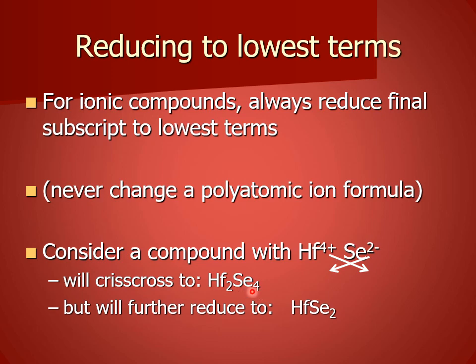Well, when I crisscross, I get Hf2Se4, which is great. I've crisscrossed. For every 2 hafniums, there are 4 seleniums. But notice the 2 and the 4 can reduce to lower terms. I divide them both by 2, and I get this 1-to-2 relationship. So I only need 1 hafnium and 2 seleniums in order to actually make the electron transfer happen, and it creates a neutral compound. Cool, great, love it.